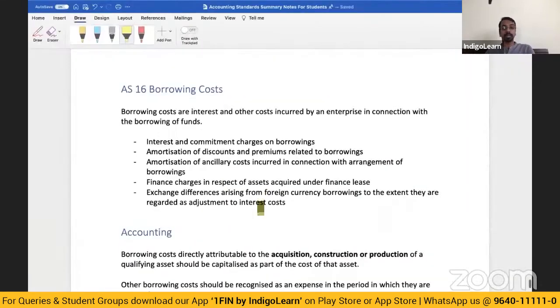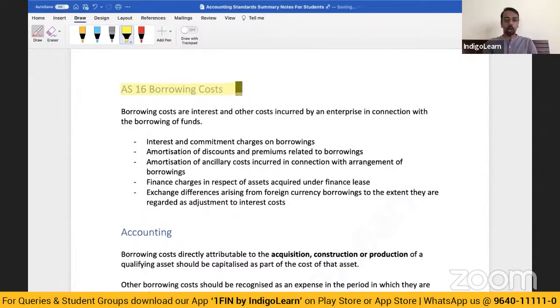Now coming to borrowing cost, again a simple standard which talks about capitalization of borrowing cost. Very simple concept. You may get a theory question which asks you about what is a qualifying asset, not a qualifying asset, can be capitalized, cannot be capitalized, or calculate the amount of borrowing cost to be capitalized.